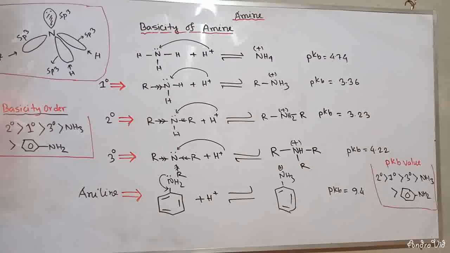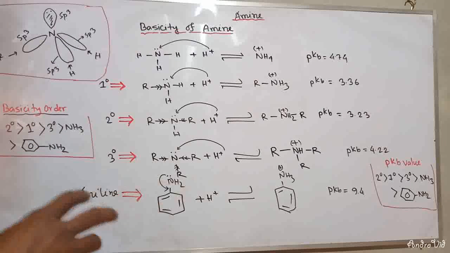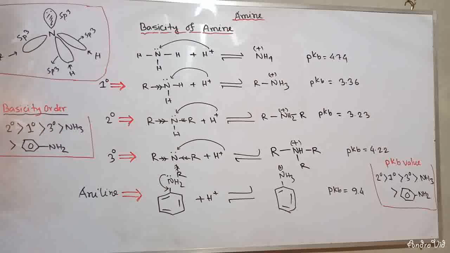So dear student, now basicity of amine. This is a very important property of amine. If you want to know about the basicity of amine, you have to know the orbital structure of amine. The nitrogen atom in amine is sp3 hybridized, and two of the sp3 hybrid orbitals are used to form sigma bonds with hydrogen atoms. Another sp3 hybrid orbital is attached to the alkyl group, and the remaining sp3 hybrid orbital contains a lone pair of electrons. So from the orbital structure, it is clear that the nitrogen atom contains a lone pair of electrons.